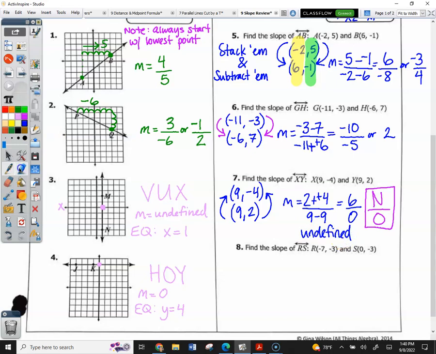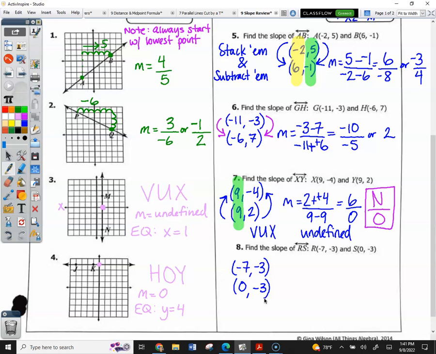Like, this hopefully will remind you, no, you cannot have 0 in the bottom, which means this is undefined. Here's how you would have noticed it. What was X in both of them? 9. Which means if you were to plot it on a grid, then it's a vertical line. So this is an X problem. Which means 8's probably going to be a Y problem. Let's do it and show you why.